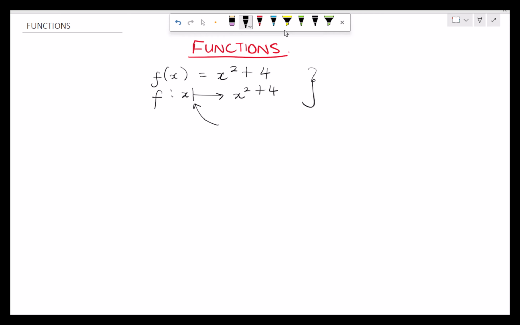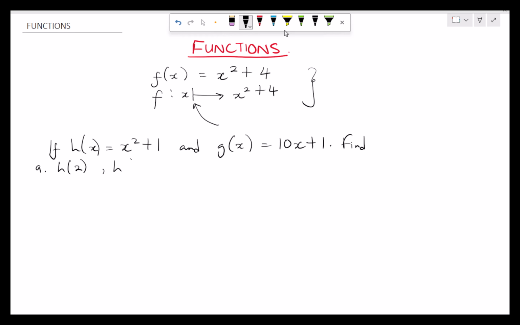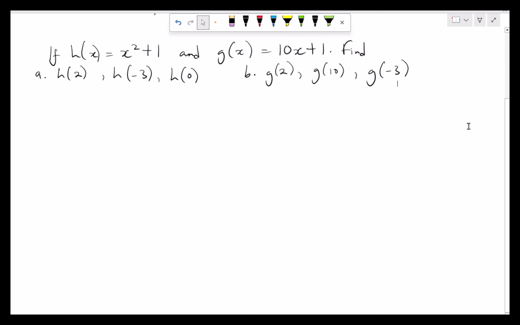I'm going to do a few examples so that we get to understand how functions are worked out. If h of x is equal to x squared plus 1 and g of x is equal to 10x plus 1, and we're asked to find part A, h of 2, h of negative 3, h of 0. And then part B, we are looking for g of 2, g of 10, and lastly g of negative 3. We are going to go over this step by step.